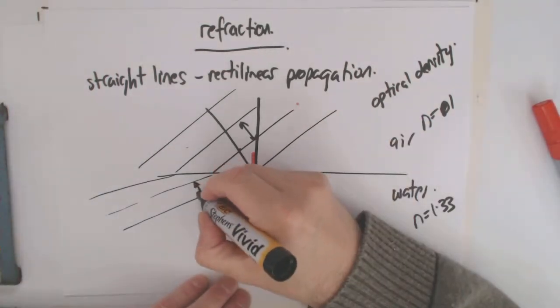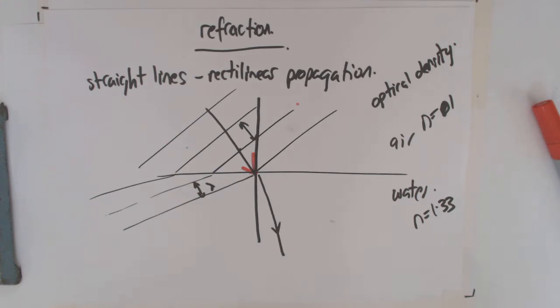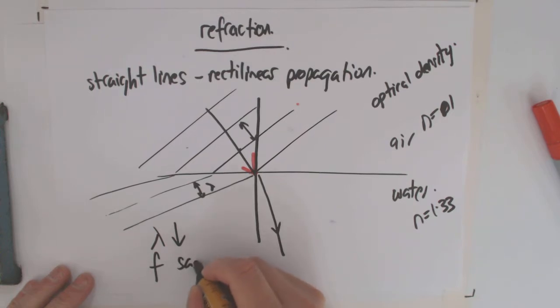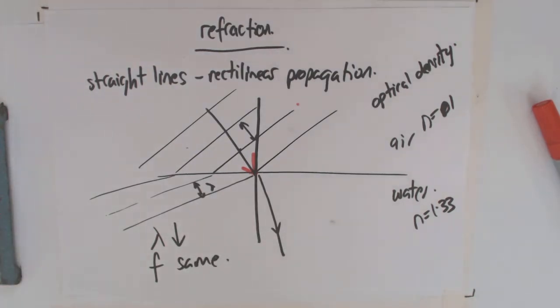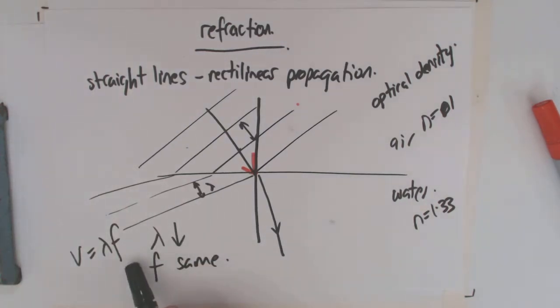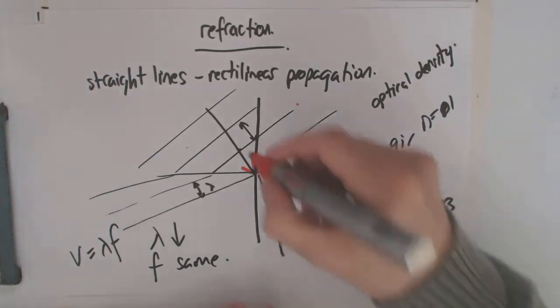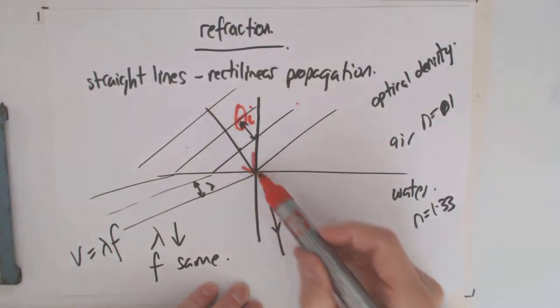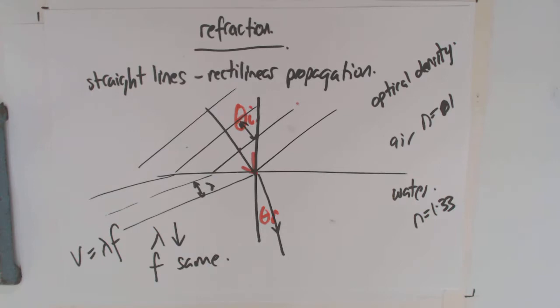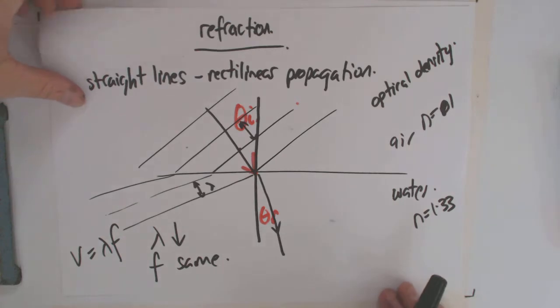The wavelength gets shorter in the water. Frequency stays the same, so the wavelength decreased. Frequency is the same. And this is because the velocity equals wavelength times frequency. If frequency is the same and the wavelength has got smaller, then the velocity is less. And the angle, we always measure the angle. Angle of incidence is the angle between the direction of the wave and the normal. So that's angle of refraction. Has got smaller. And we can actually calculate this. But let's just continue with our discussion.